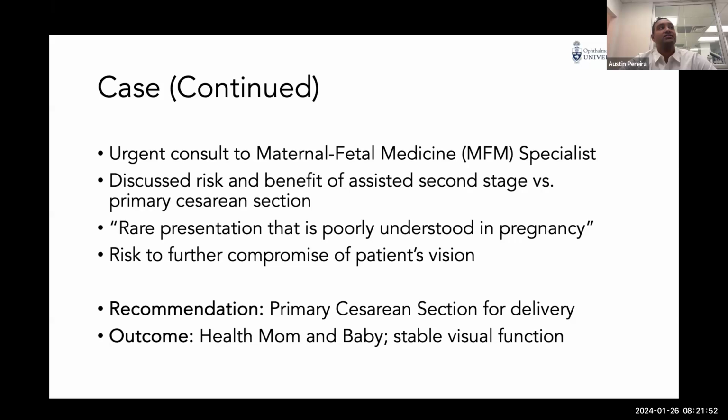But because the patient's vision had declined from 20/100 to 20/200 and there was risk of further compromise of the patient's vision, the ultimate recommendation by our MFM colleagues was a primary cesarean section for delivery. And luckily, the outcome was a healthy mom and baby with stable visual function for the mother.